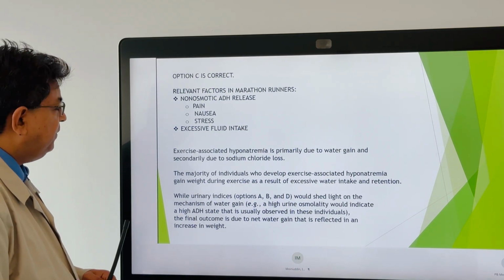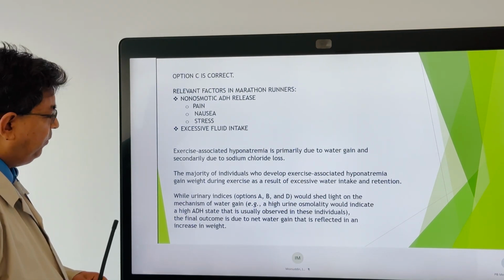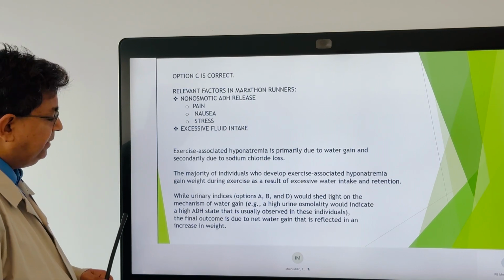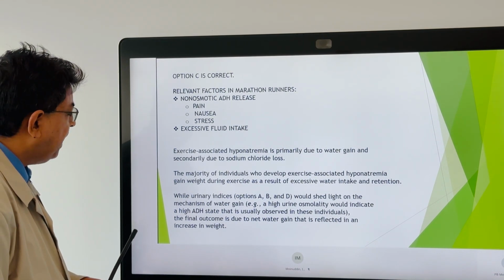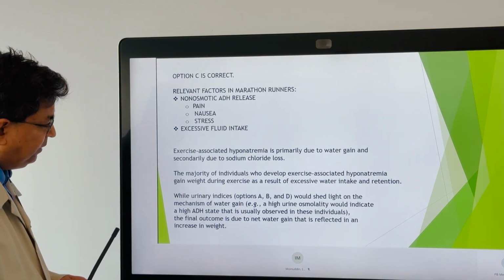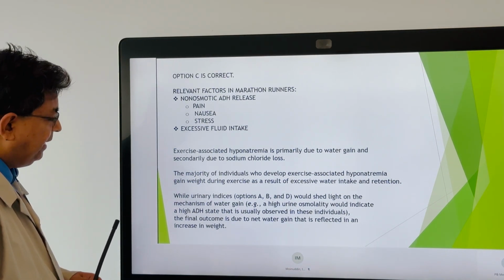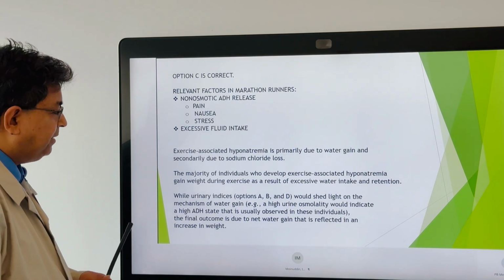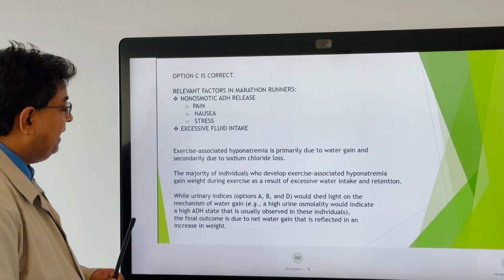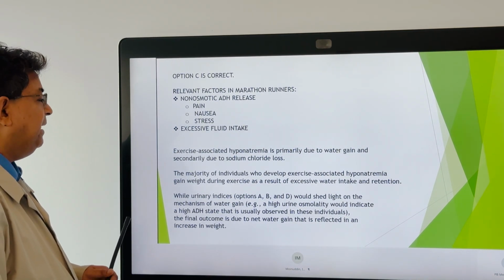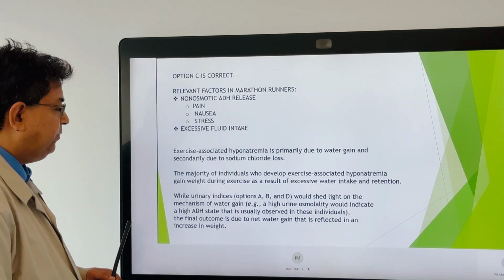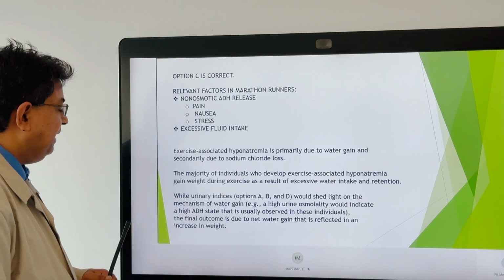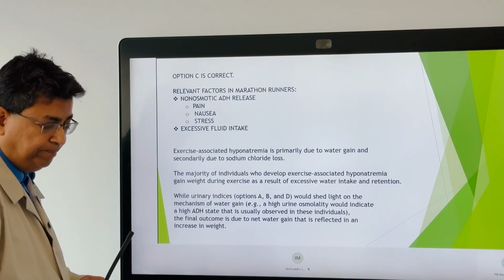The majority of individuals who develop exercise-associated hyponatremia gain weight during exercise as a result of excessive water intake and retention. While urinary indices would shed light on the mechanism of water gain, for example, a high urine osmolality would indicate a high ADH state that's usually observed in these individuals, the final outcome is due to net water gain that is reflected in an increase in weight.